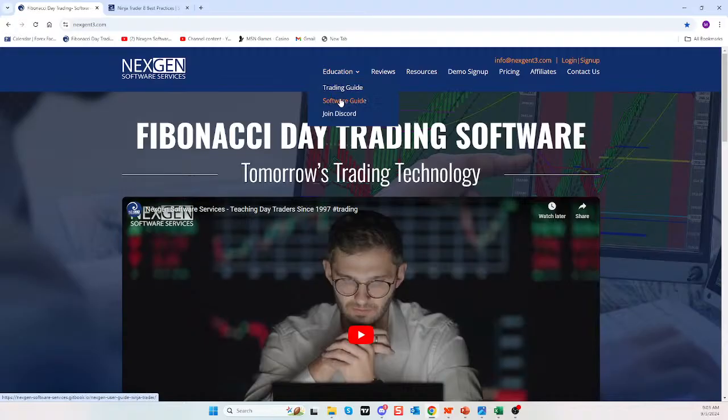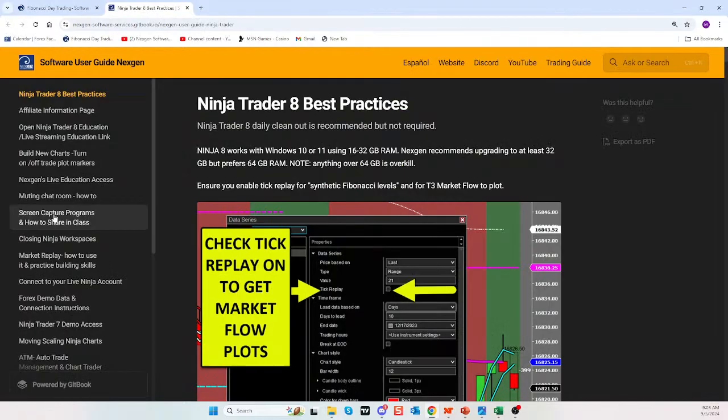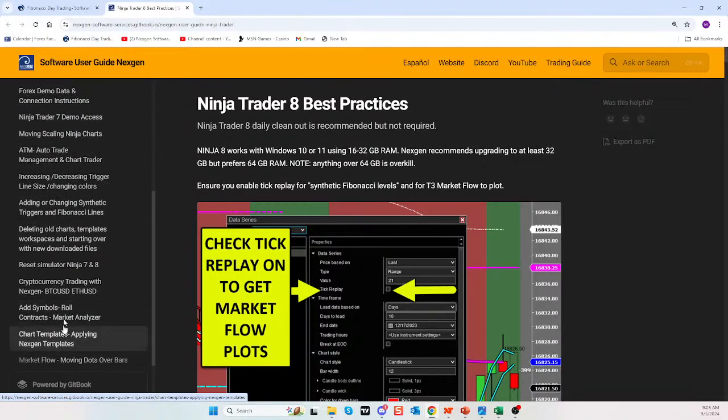This is the section that I want to talk about because this is the one that works with you on NinjaTrader. So if you have questions about scaling your charts or putting in stops and targets or building workspaces, opening, closing, all those things, the answers are right here for you. Even how to use your screen capture programs, how to share in class, because this is a very vital part of what we do, is the feedback. So all of that is in here.